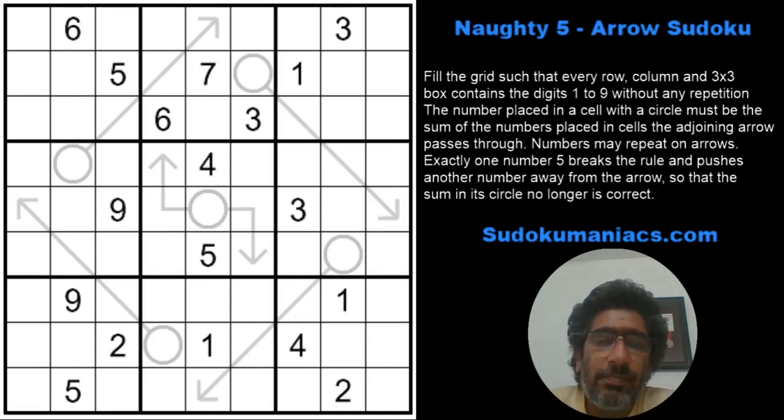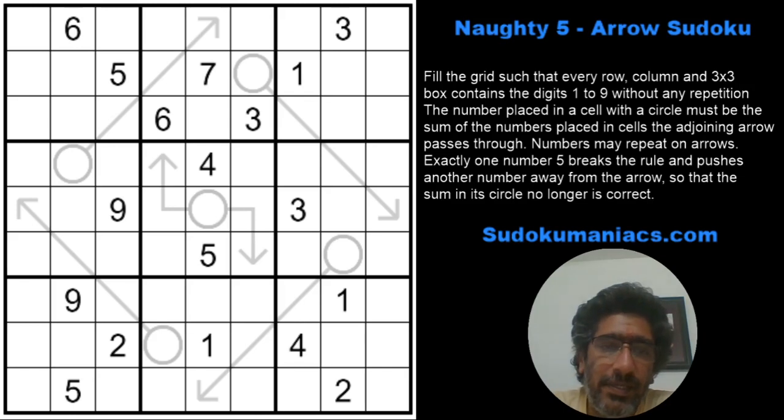Now today I'm going to present one Sudoku which was made by Henning, who's a very good friend. We keep on meeting every year at the World Championships, and he created a series of puzzles titled Naughty 5. Basically, this is an arrow Sudoku from that series.